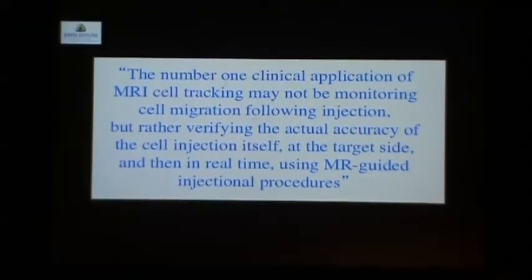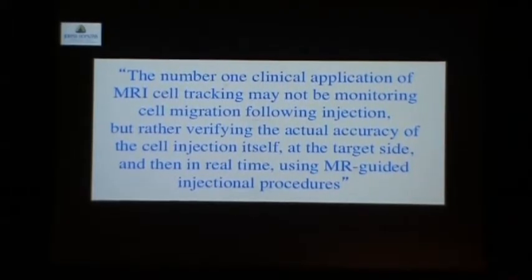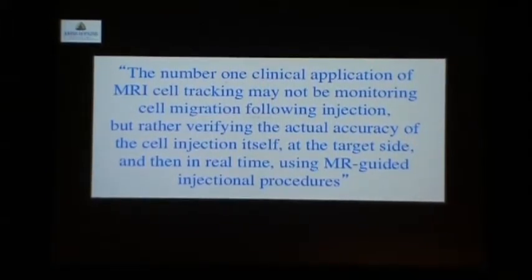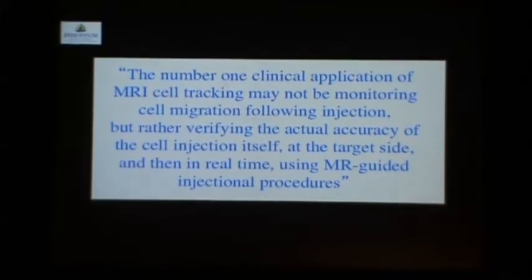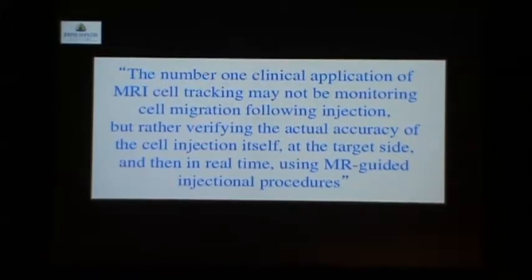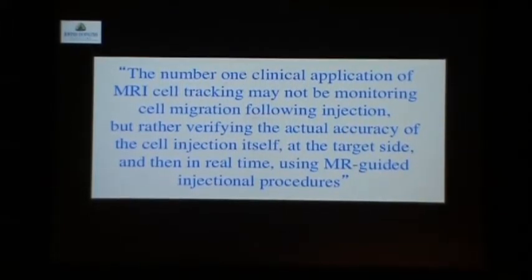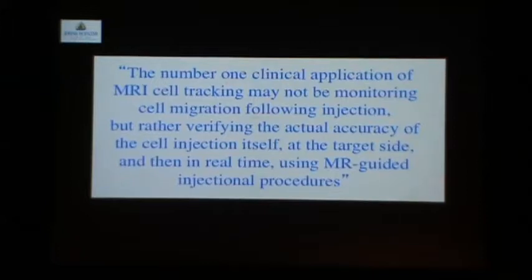So that cancer vaccine study I showed you, where they missed the lymph node, performed in the Netherlands, was the first clinical cell tracking study. It was performed using ultrasound guidance. If you use MR guidance, they were not set up to do that, and you make a mistake, you're injecting the fat. You can see that in real time. So you give a second injection, and that, I think, is the clinical application.